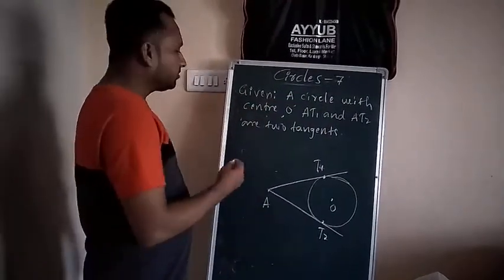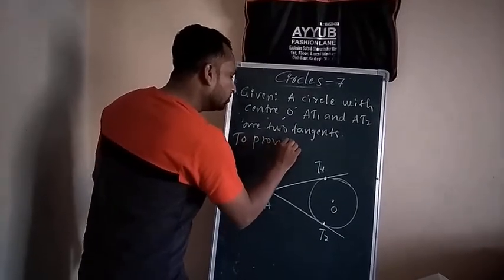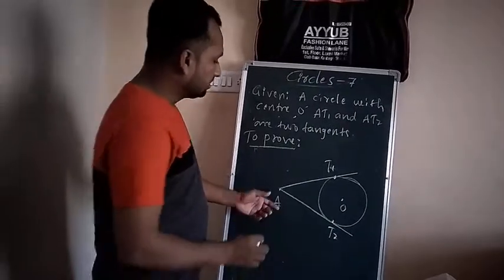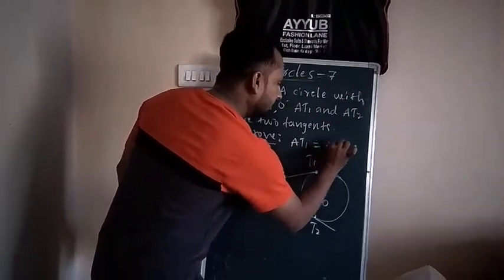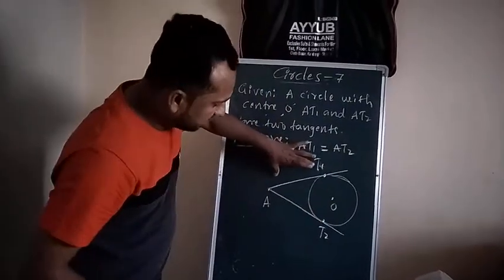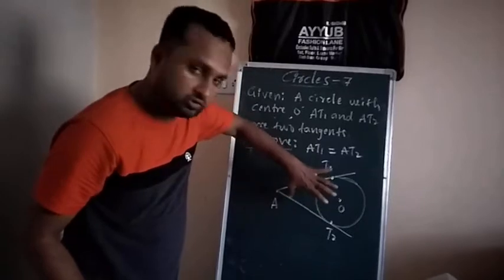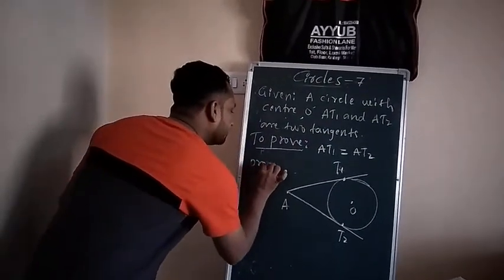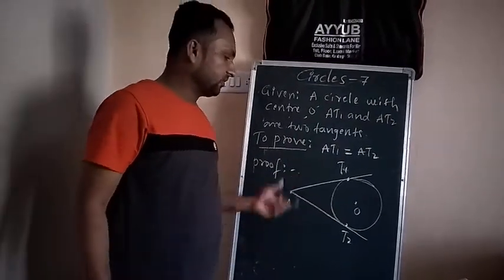Now next, what are you going to prove here? To prove. Now what does the theorem ask to prove here? You have to prove here AT1 is equal to AT2. Tangent AT1 is equal to AT2. You are going to prove this now. Now next one is the proof. Now see what the proof is here. See how to find the proof now.